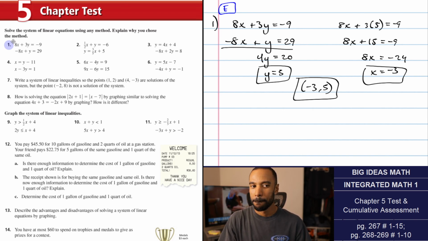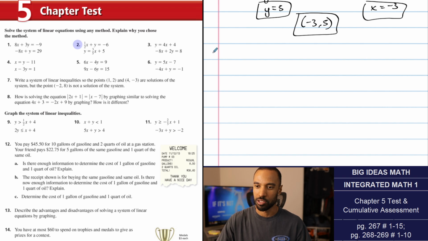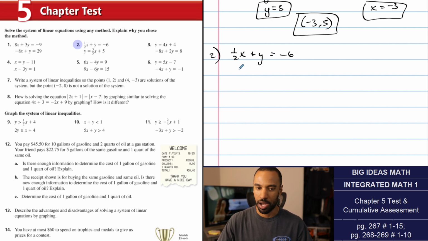Number 2, normally I don't opt to solve by graphing, but number 2 already has fractions involved, and one of them is already in slope-intercept form. The other one's well on its way. Just because I don't know if I'm going to solve by graphing from other ones, let's go ahead and solve this one by graphing, guys. Let's do, yeah, it's 3/5. Let's solve this by graphing.